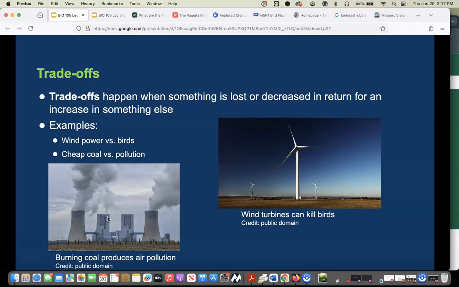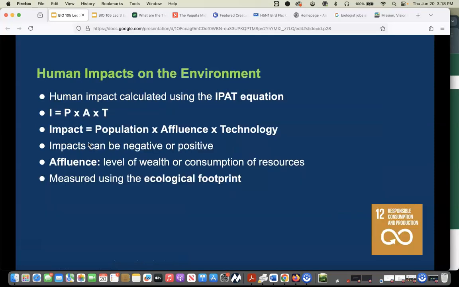And that produces a lot of air pollution, and that air pollution causes climate change. So which one of these has a larger overall impact on the bird population, right? That's what we have to consider when we consider things like trade-offs. Does using cheap coal produce enough air pollution to spur on things like climate change? And is climate change impacting more birds than the birds that are being killed by wind turbines? Those are the trade-offs and questions that we have to ask ourselves in environmental science.